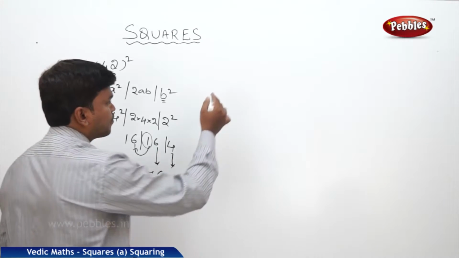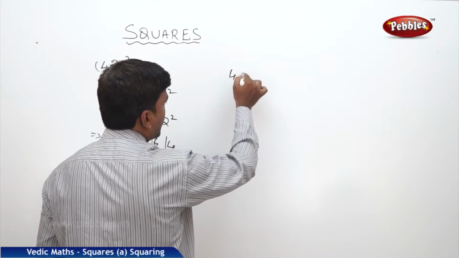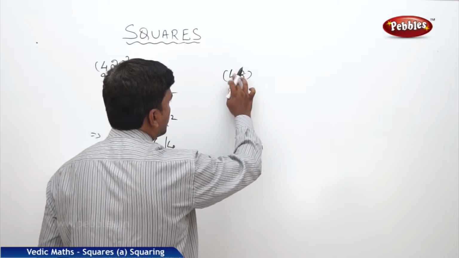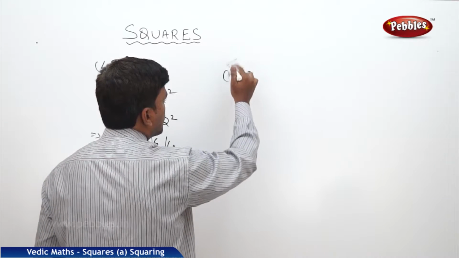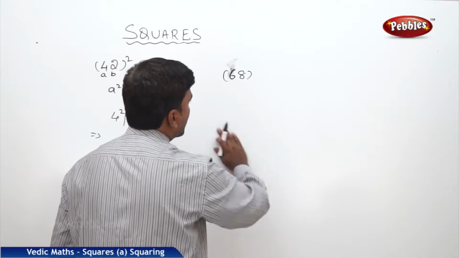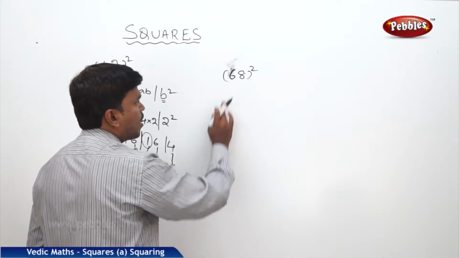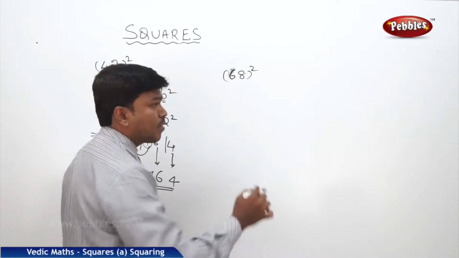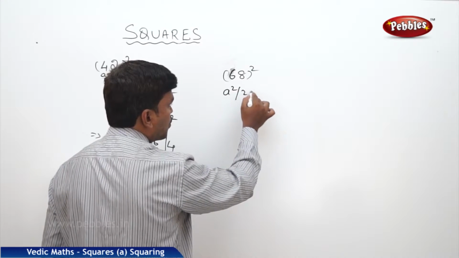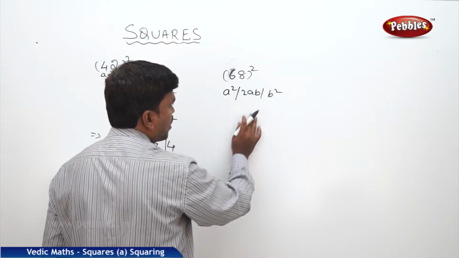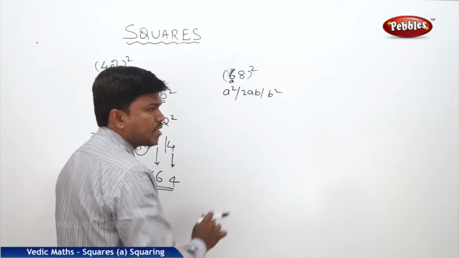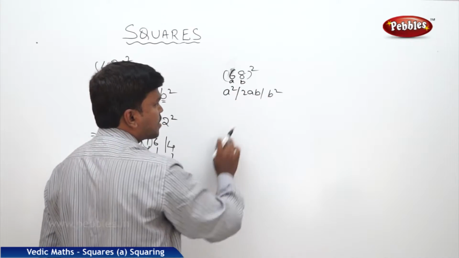One more example. Suppose I want to calculate 68 square. Now you need to remember the formula. What is the formula? A square, 2AB, B square. Now here, what is A and what is B? The tens place digit is taken as A and the ones place digit is taken as B.